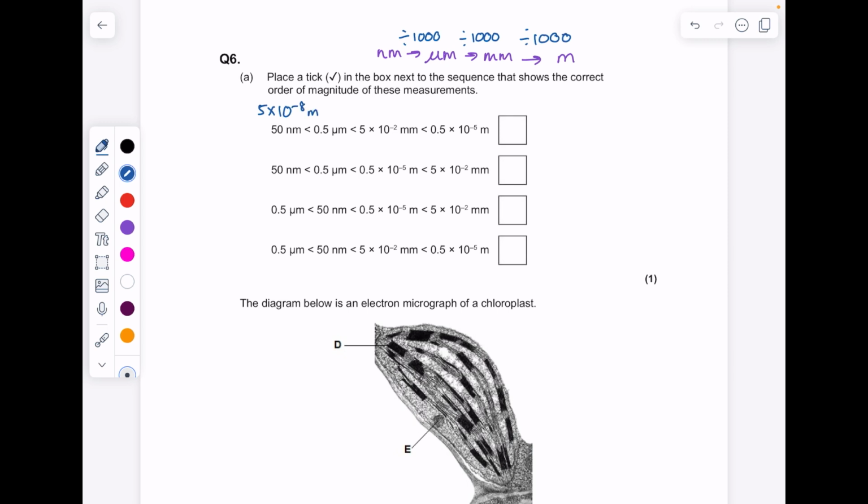What's 0.5 micrometers in meters? 5 times 10 to the minus 7. 5 times 10 to the minus 2 millimeters in meters. But then look, is 5 times 10 to the minus 5 meters smaller than 0.5 times 10 to the minus 5? Obviously not, so that means that one's wrong. Let's move on to this one. What's 50 nanometers in meters? So we know that this again is 5 times 10 to the minus 8. 5 times 10 to the minus 7. This is fine because we know that 0.5 times 10 to the minus 5 is larger than 5 times 10 to the minus 7. And then lastly, let's get 5 times 10 to the minus 2 in meters. So this is 5 times 10 to the minus 5 meters. So go through them. Yes, that's smaller than that. This is smaller than this, and this is smaller than this. So that's why B is the correct answer.